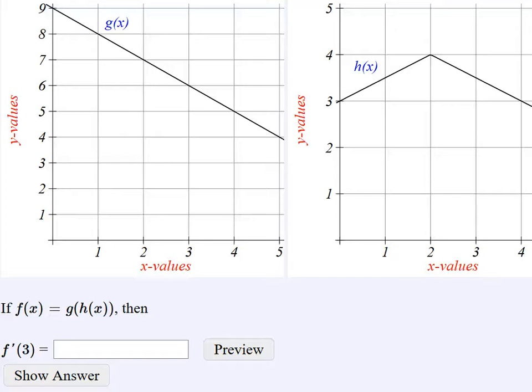So here's the last question on the quiz. At least the version I have of it. They give you a graph of g of x and h of x. They define f of x is g of h of x, and then what's f prime of 3. So I got to figure out what the derivative of f is and then plug a 3 in.